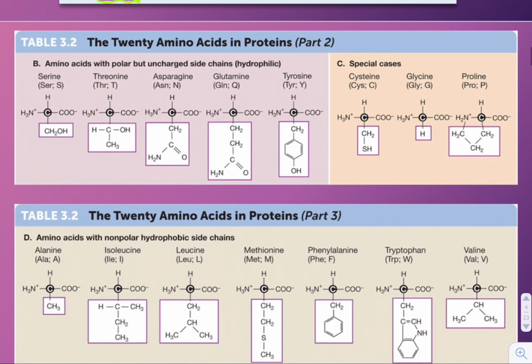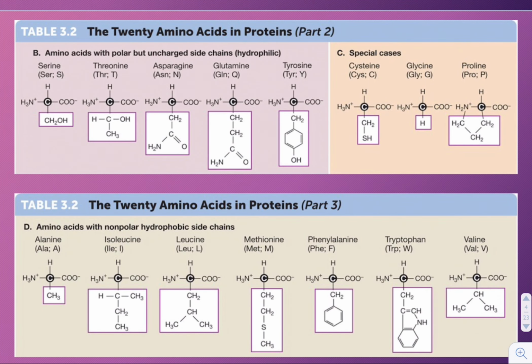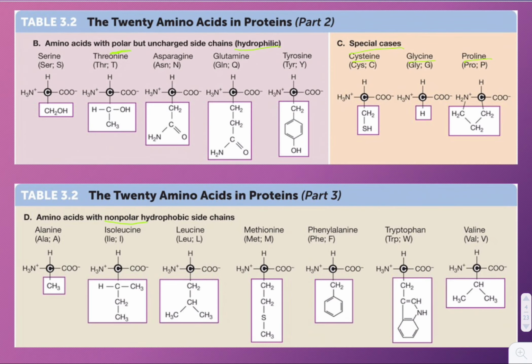Some more amino acids in proteins. We have amino acids with polar but uncharged side chains, so they can be hydrophilic: serine, threonine, asparagine, glutamine, and tyrosine. We have some special cases such as cysteine, glycine, and proline. And then we have amino acids with nonpolar hydrophobic side chains: alanine, isoleucine, leucine, methionine, phenylalanine, tryptophan, and valine.